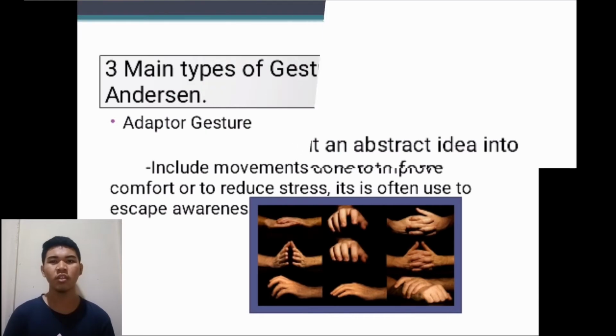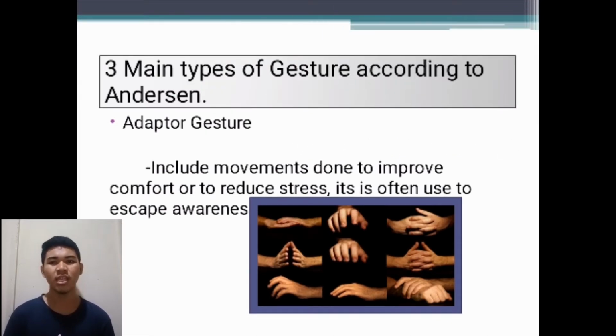In addition, according to Peter A. Anderson, there are 3 types of gestures. These are adapters, emblems, and illustrators. First, let's talk about adapters gestures. Adapter gesture are touching behavior and movement that indicates internal state typically related to arousal or anxiety. It can be targeted towards the self, objects, or others. This can also include movements that improve comfort, to reduce stress. Example of adapter gestures include subconsciously clicking of pens and shaking of legs during classes.